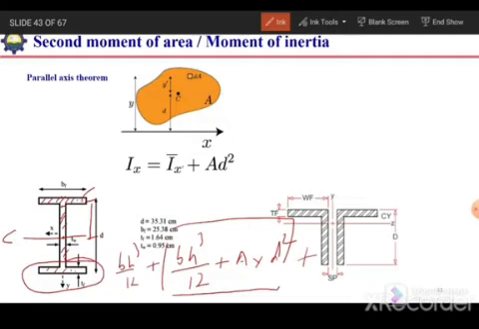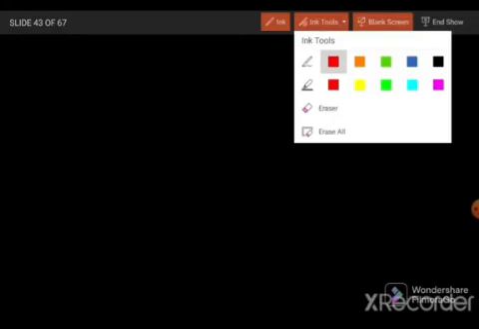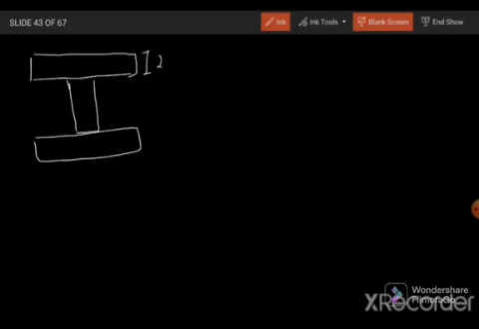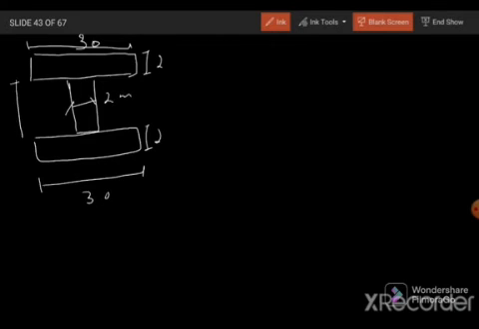For example, we can solve one example over here. We have a T section, or we can say we have an I section. Here the thickness is 2 millimeter and this is 30 millimeter. This is also 30 millimeter and 2 millimeter. The thickness of the web is 2 millimeter and the depth is 20 millimeter. The centroid will lie over here, because it is a symmetrical section about both axes. So the centroid will be at half of the depth of the section.